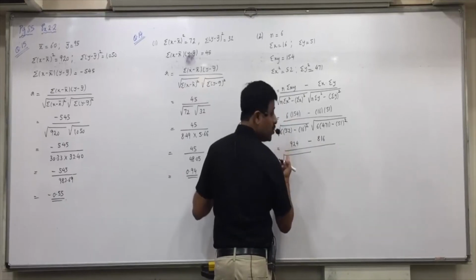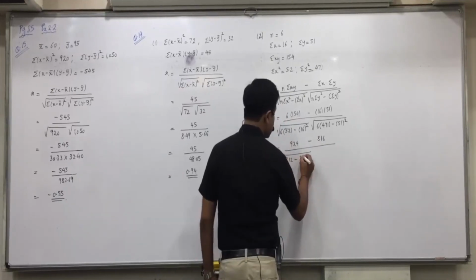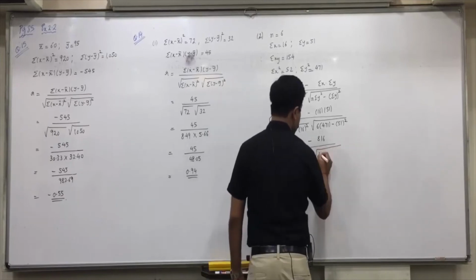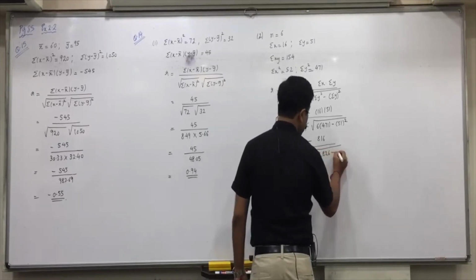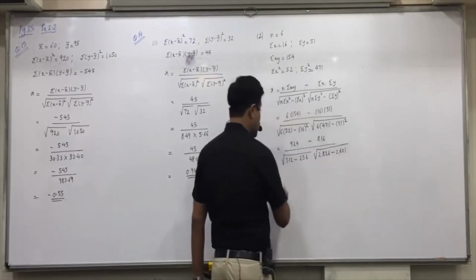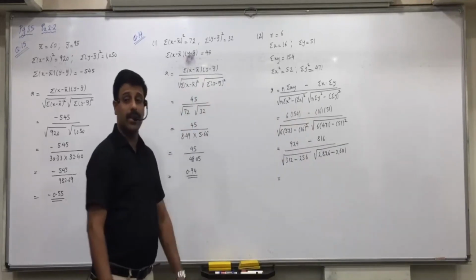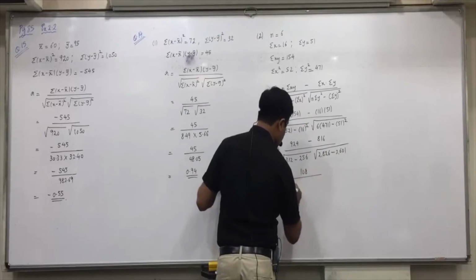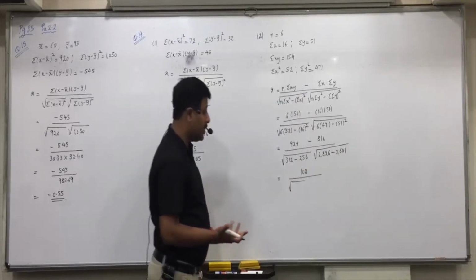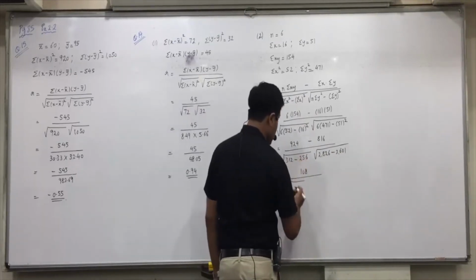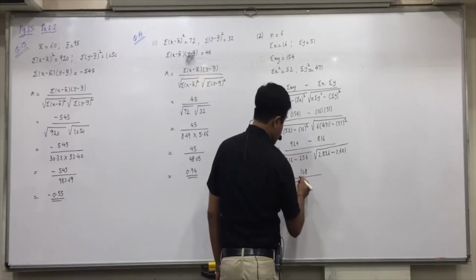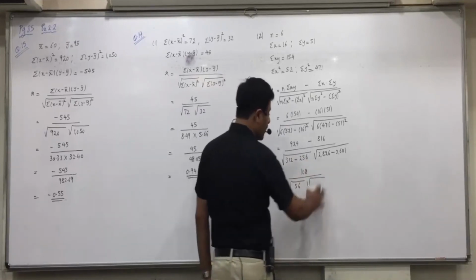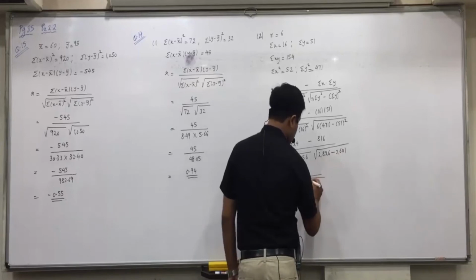6 into 52 is 312, and minus 16 square is 256. 6 into 471 is 2826, and 51 square is 2601. Further, 924 minus 816 is 108. What is this in thousands you are telling me? 312 minus 256 is 56 only. And 2826 minus 2601 is 225.